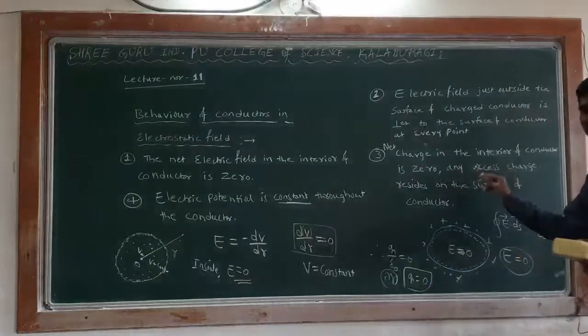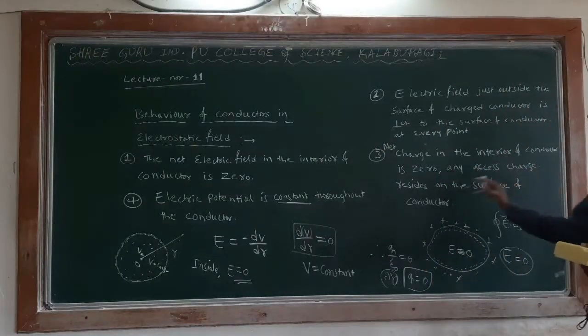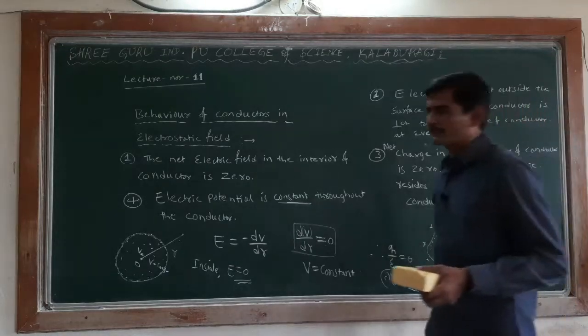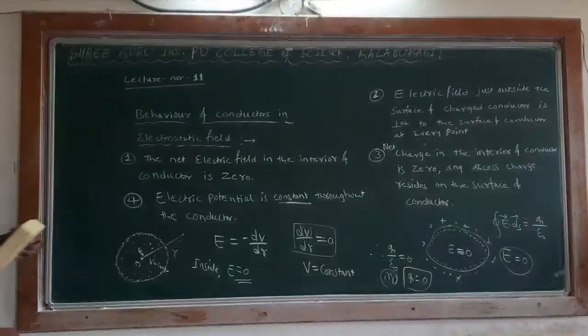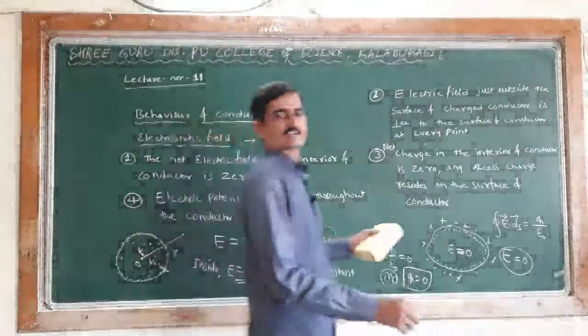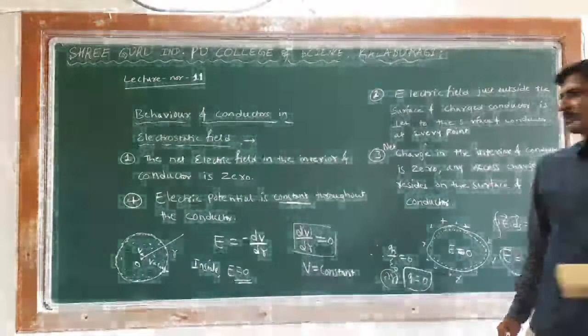If any excess charge is there, then that charge resides on the surface of the conductor. And the fourth point, electric potential is constant throughout the conductor.